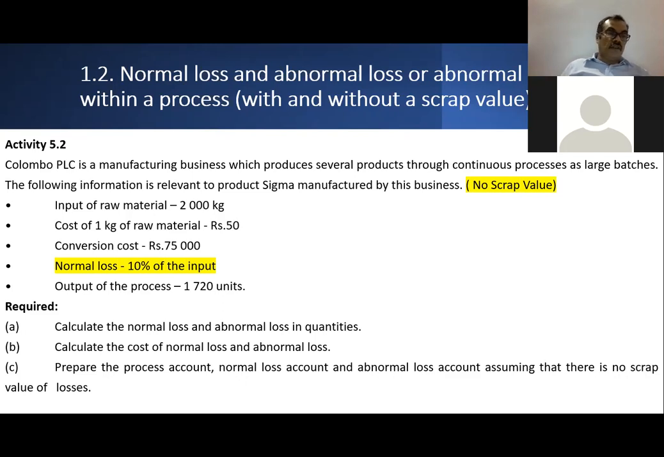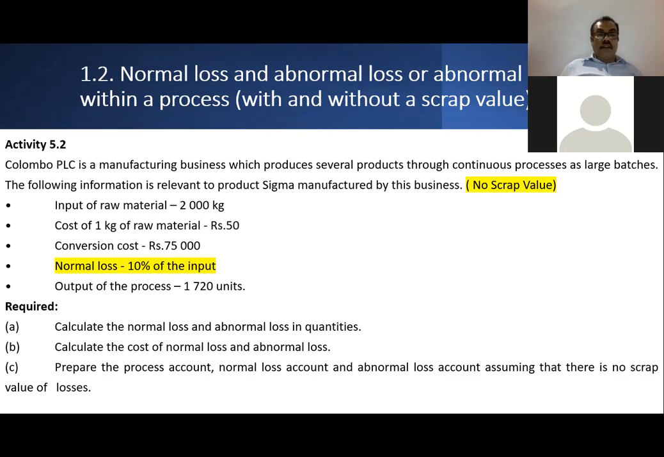First calculation would be done in that way. Take the example: input raw material 2000 units, cost of a material is 50 rupees. Now mentally calculate the material cost: 2000 into 50. Straightforward, right? Conversion cost: here we have simplified, instead of saying labor and overheads, everything together 75,000. Normal loss is 10% of input, and real output is 1,720 units.